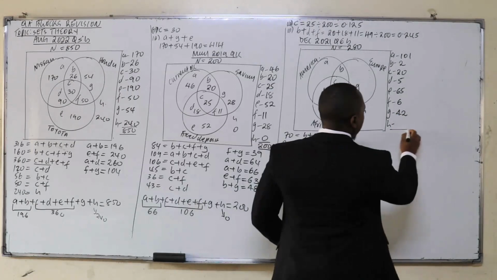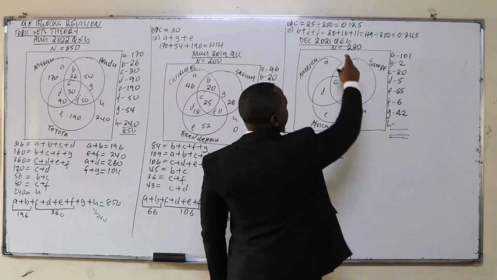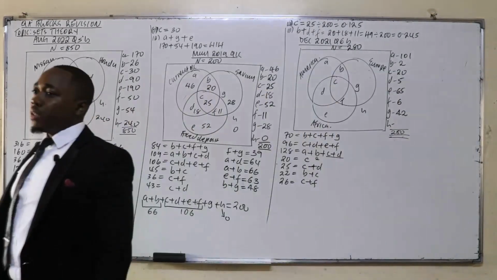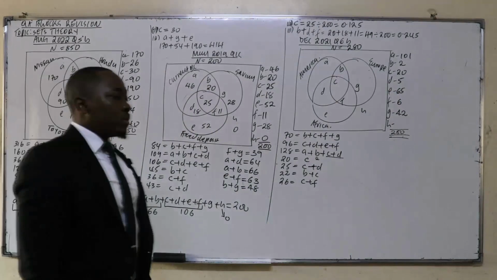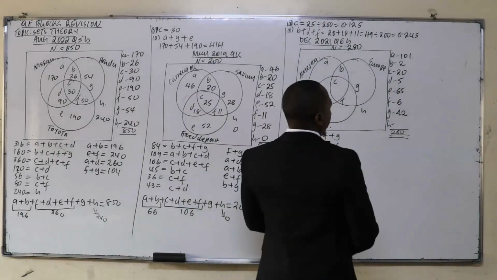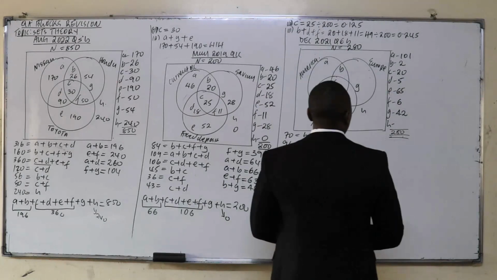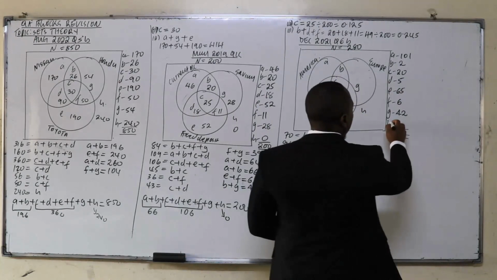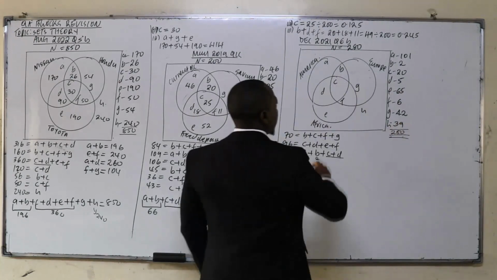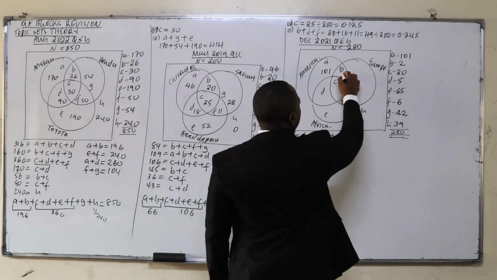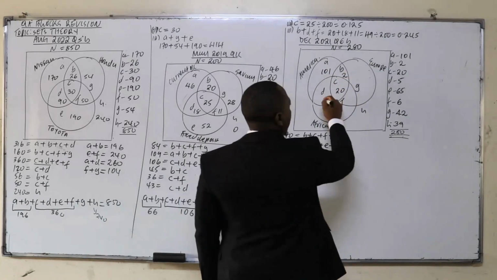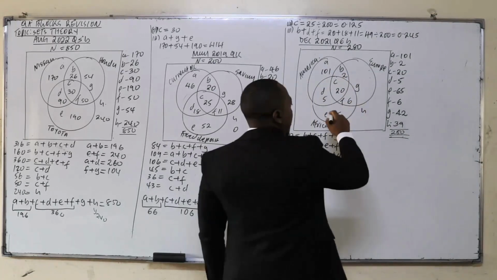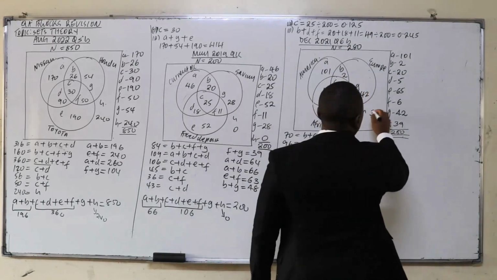H is very simple to get. We have all the other numbers, and we know the total delegates was 9, so that gives us H. That's 9. Good. So A is 101, B is 2, C is 20, D is 5, E is 65, F is 6, G is 42, and H is 39.